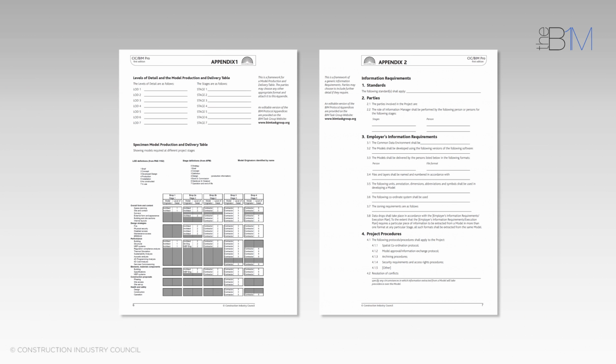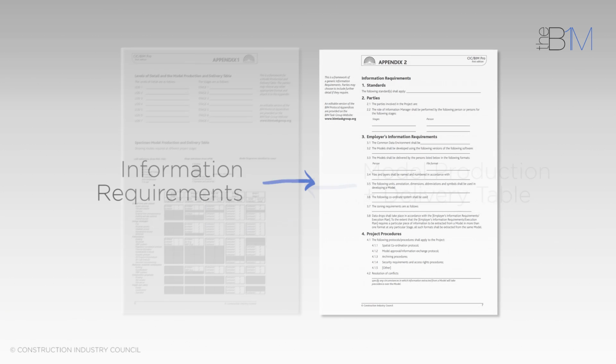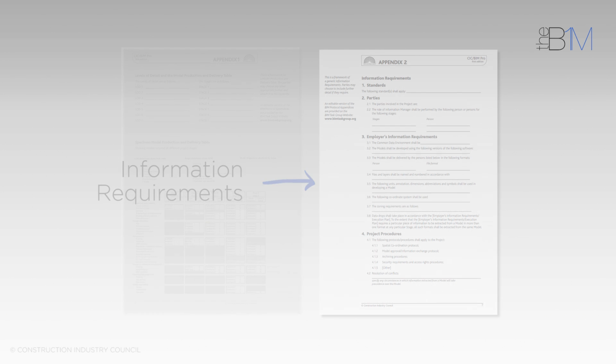At the end of the protocol are two editable appendices that you use to make the standardised document relevant to your project. The first is the model production and delivery table. This must include references to all building information models that are required by the employer at each stage of the project. The second is the information requirements, detailing the information management standards that will be adopted on your project.